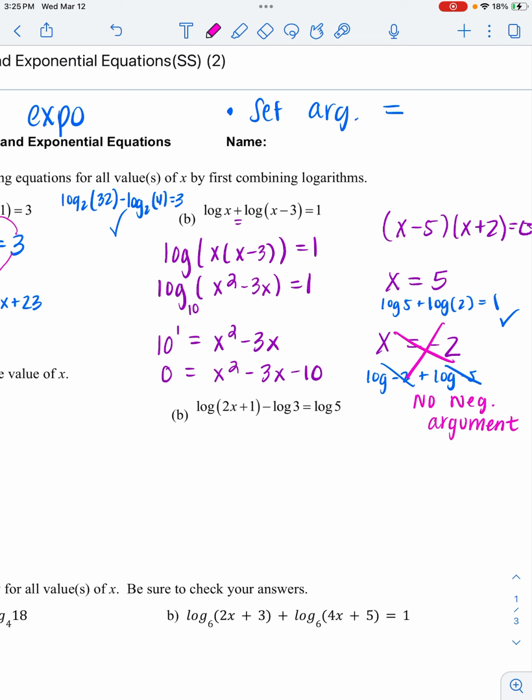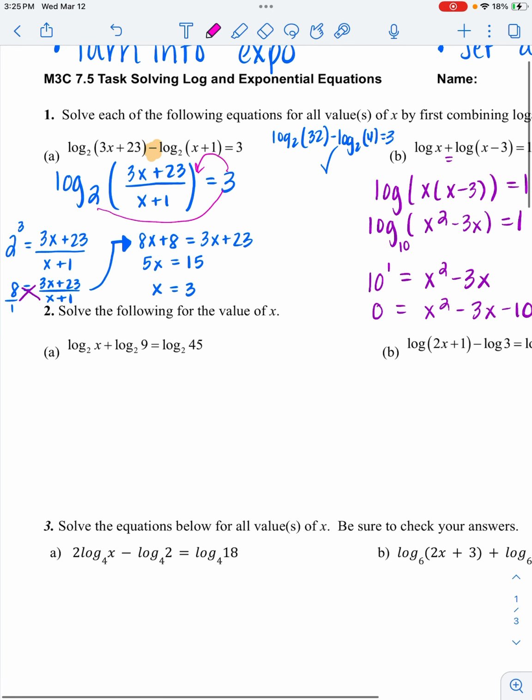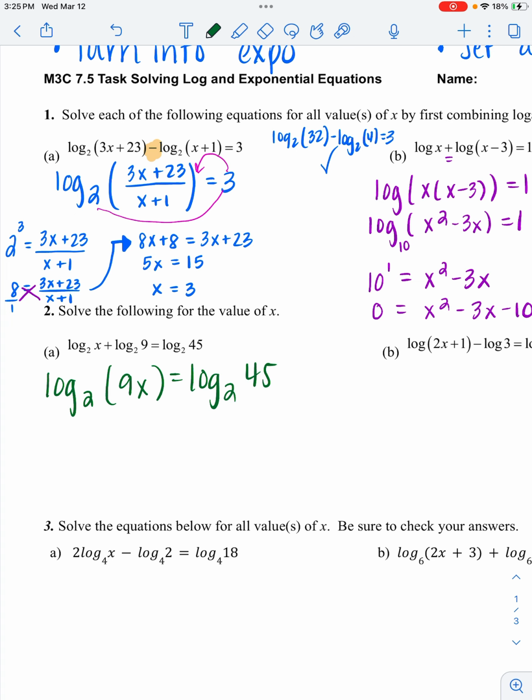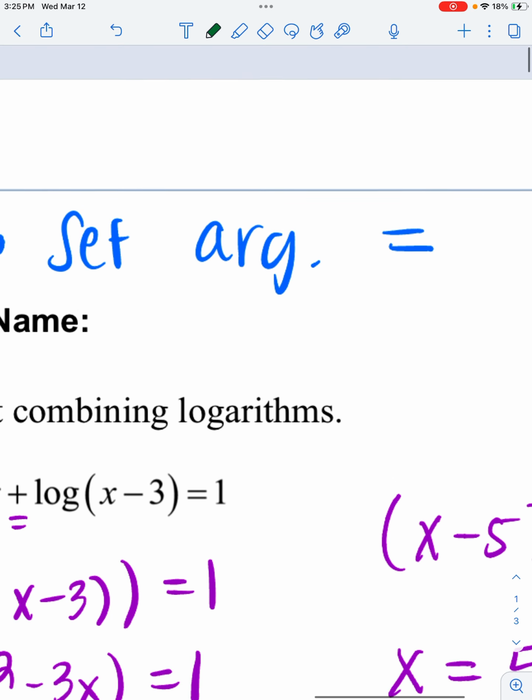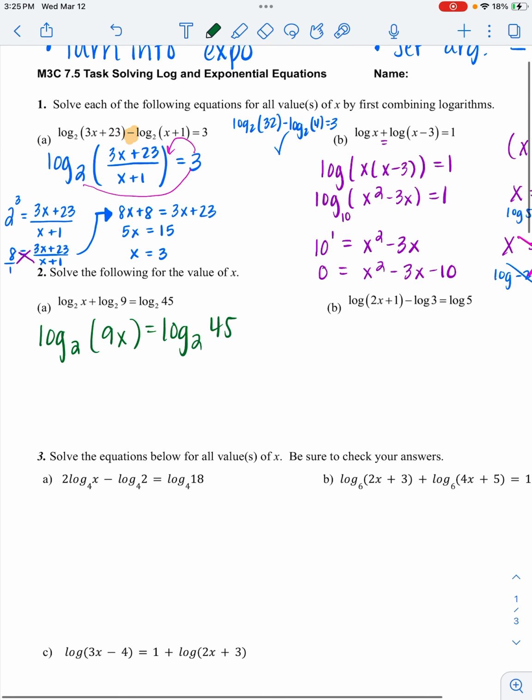Sometimes we're going to have to use our properties. Same thing goes over here. We have to use a property first, but after we use the property, let's see what happens. So I use my property to combine these of multiplication, so I get 9x goes log base 2 of 45. Now it's option number 2. Set the arguments equal to each other because my bases are the same. So this is a nice easy question. X should be 5. So some of these are nice and fast and easy. Some of them are going to require a lot more work.